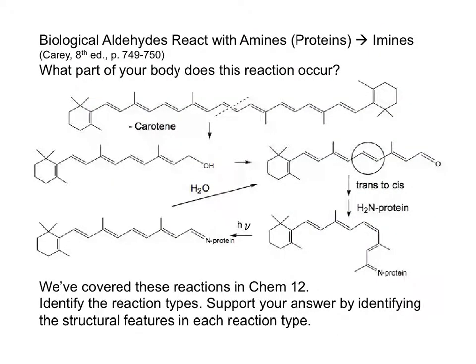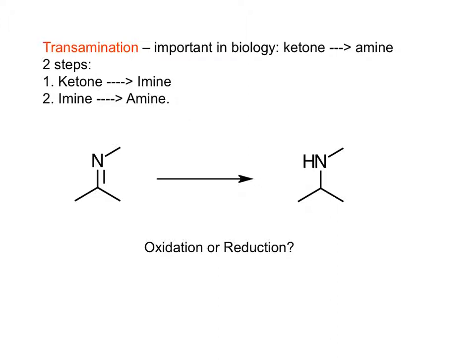Here is a biology reaction which involves imines. Stop the video, identify the part of the body this reaction occurs, and then, for as many reactions as you can, answer these questions. So here are the answers. Transamination is an important biology reaction which converts a ketone to an amine. We already looked at how a ketone is converted to an imine.